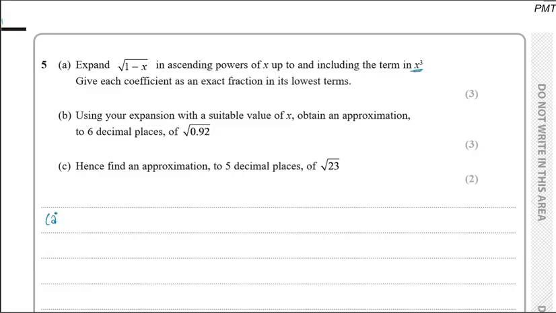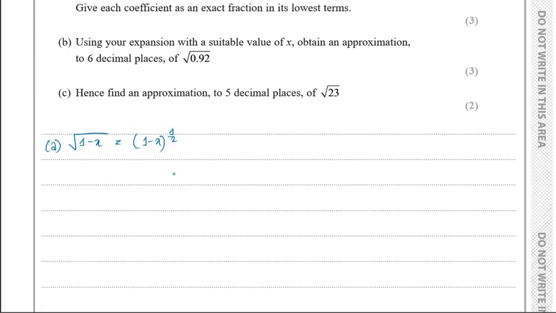So for part A, at first I will write the given expression, which is root over 1 minus x. And this could be written like 1 minus x to the power 1 by 2. So it is in this form of (a plus bx) to the power d, where a is equal to 1. So we can expand it in this format.